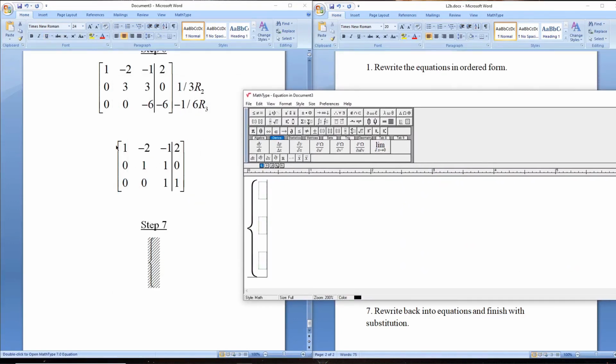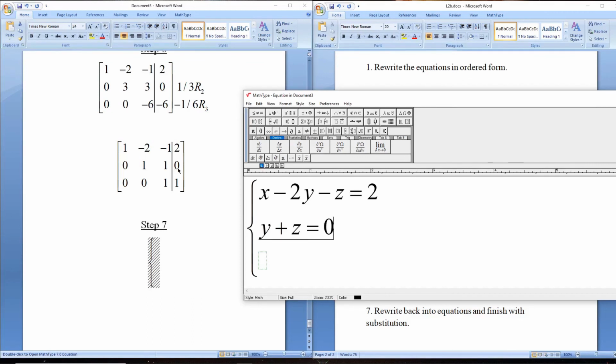So let's do that. Looking at the matrix here, looking at this first row, it has 1 for an x coefficient, and then minus 2y, and then we have a minus 1z, and this all equals 2. Looking at the second row, we have 0 times x, 1 times y, plus 1 times z, and all of this equals 0.